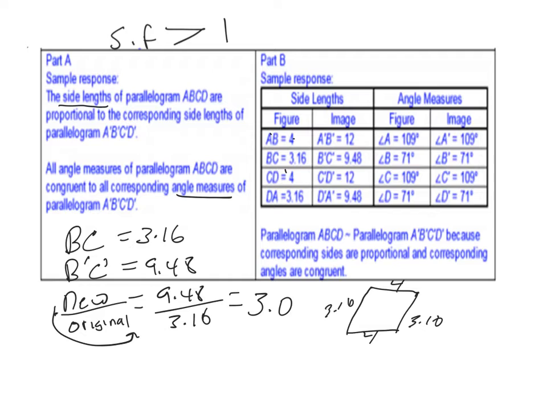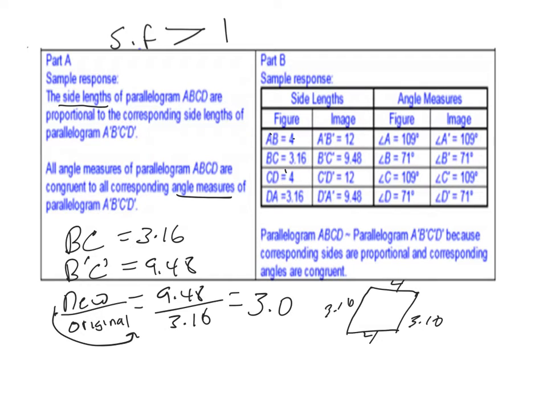Now, in order to get the new, which is the image, we multiply by the scale factor that we just found by dividing, which is 3. Multiplying 3 by 4, you get 12. We already know 3 times 3.16 is 9.48. And of course, 3 times 4 is 12. So we proved this part, that the side lengths of this parallelogram are proportional to the corresponding side lengths of the image.